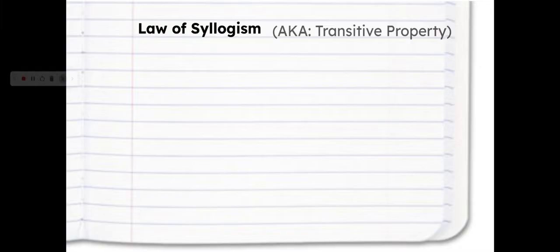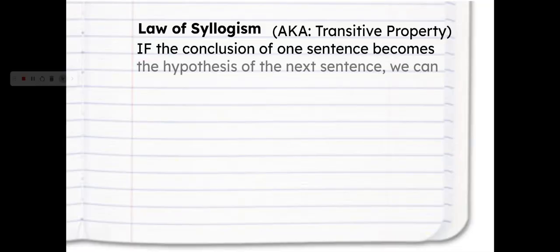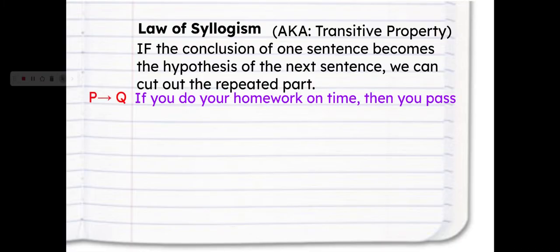The law of syllogism states, it's like the transitive property. It states that basically we have those linking sentences like I had on that last example where I crossed them off. So if you have linking sentences, if the conclusion of the first sentence becomes the hypothesis of the next sentence, we can just cancel them out and simplify that sentence.